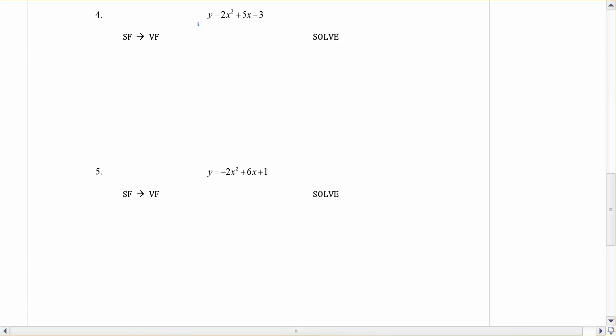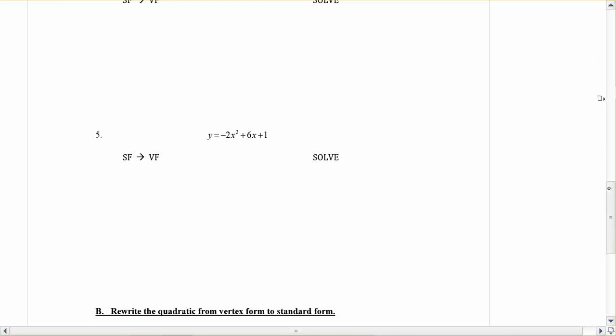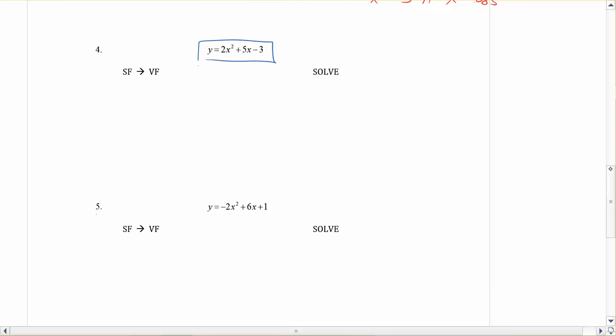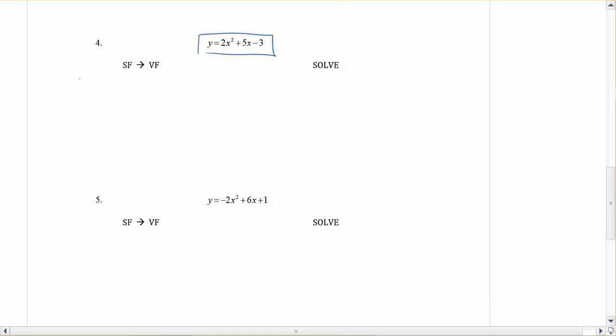So for number 4, again, the first step is to get the constant over to the other side. So I'm going to say y minus 3. Excuse me, y plus 3, because I got added over, is equal to 2x squared plus 5x. But before I create the perfect square trinomial, I have to pull out this coefficient of 2.